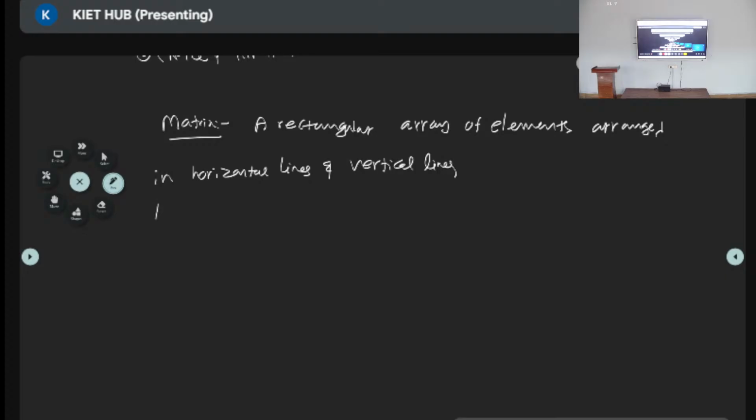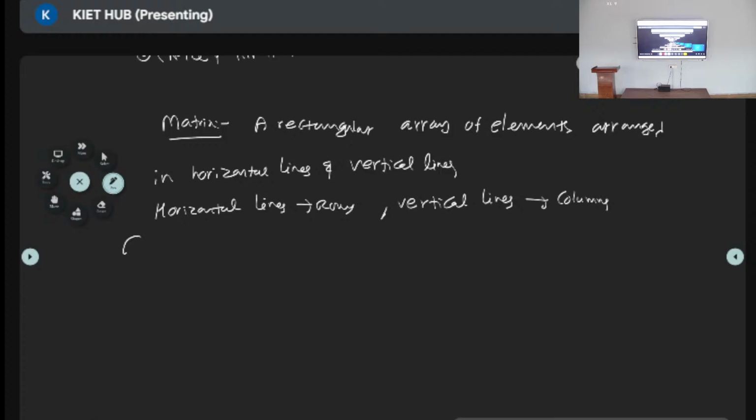What is the name of horizontal lines? Horizontal lines are rows. Vertical lines are columns. Horizontal lines, rows; vertical lines, columns.